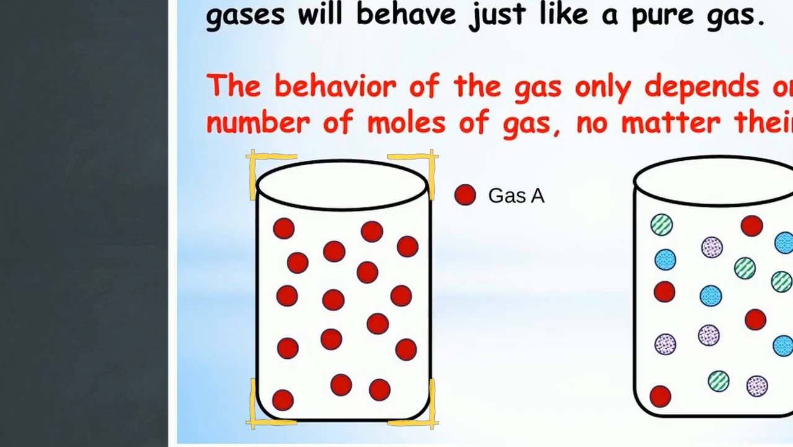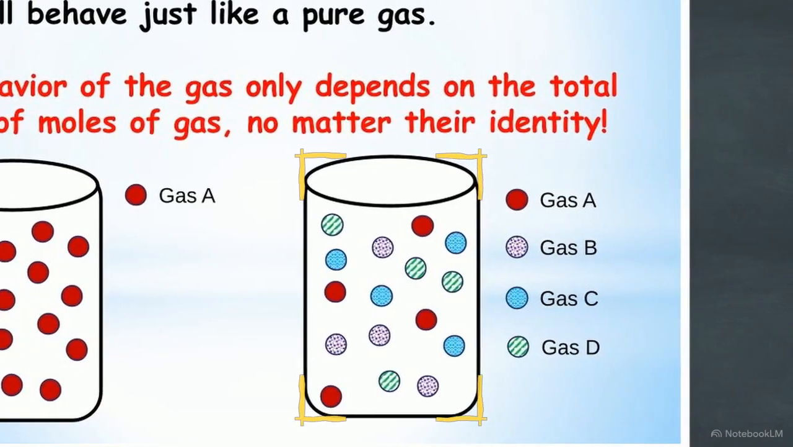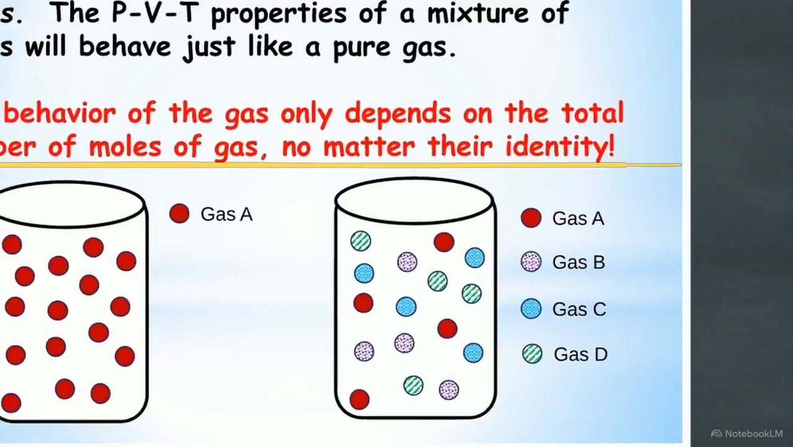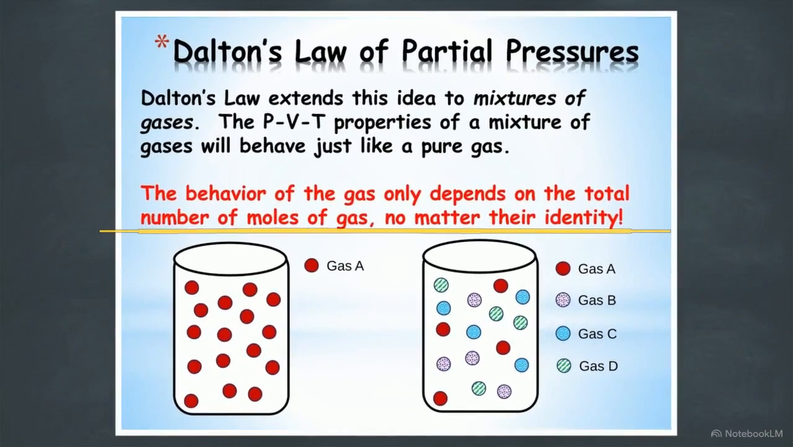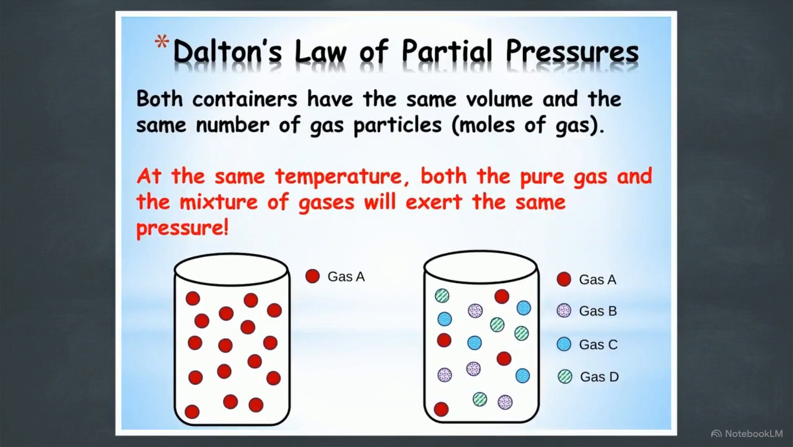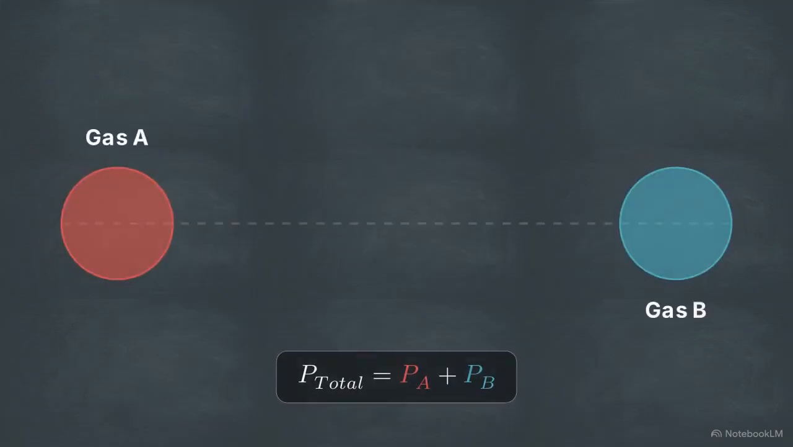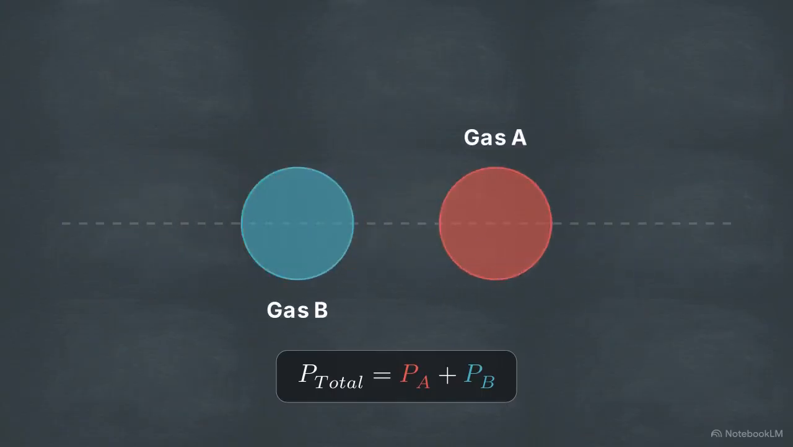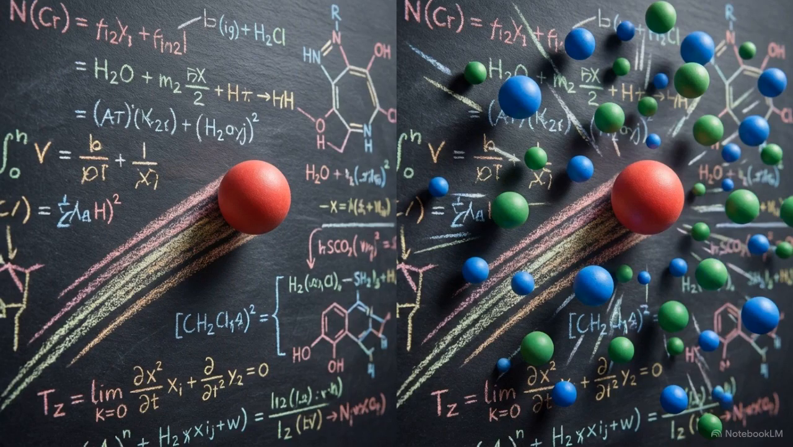Here is our original pure gas container on the left, compared to a mixture containing 4 distinct gas types on the right. Despite the different colors, both containers possess the exact same total number of particles. Because the total count is the same, both containers exert the exact same amount of total pressure at a given temperature and volume. This occurs because ideal gas particles do not interact with one another. They move as if they are alone, meaning a mixture behaves the same way as a single pure gas.